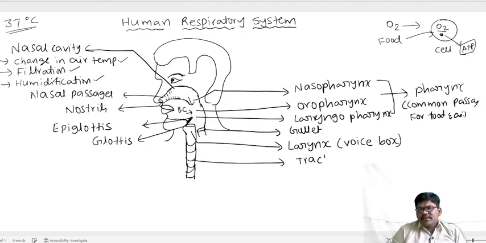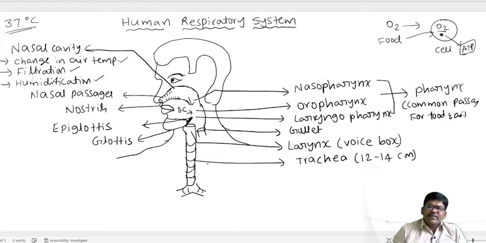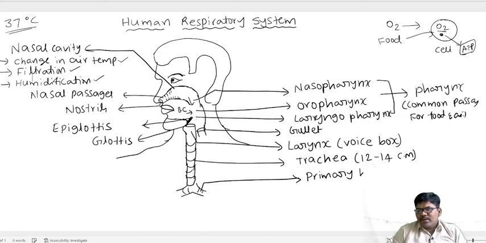This is the trachea. The length of the trachea is 12 to 14 centimeters. Exactly at the fifth thoracic vertebra, the trachea is bifurcated. Trachea is bifurcated and enters into the lungs. Each bifurcated part is called a primary bronchus. If it is double, that is called primary bronchi.